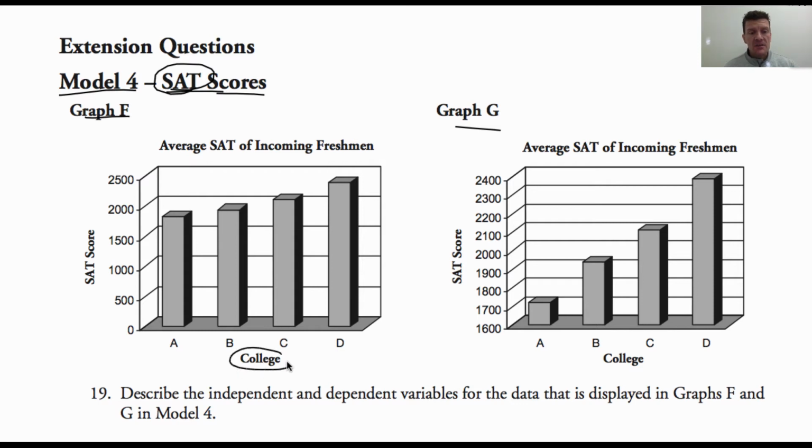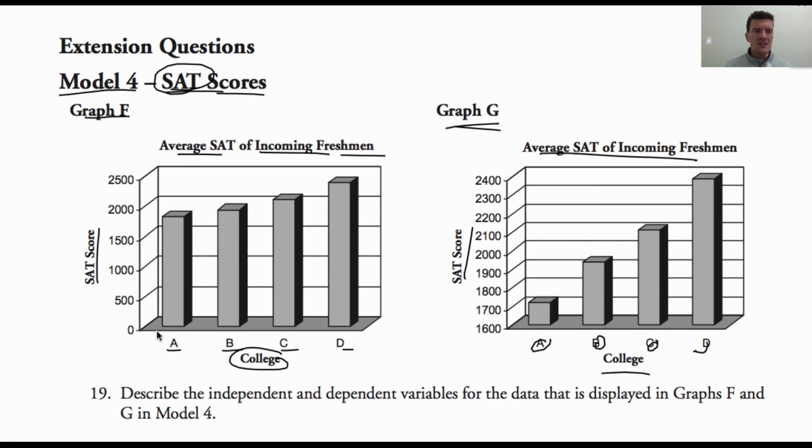You'll notice the data is the same values. We're looking at a particular college, college A, B, C, or D, and the SAT scores of the students entering that college, the average SAT of incoming freshmen. Same colleges, A, B, C, and D over here in Graph G. Same title, same y-axis, same information on the x-axis. What is the only difference here? And this is why you need to be careful when you're interpreting data from graphs.